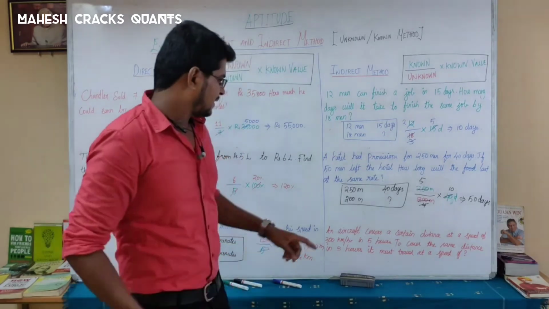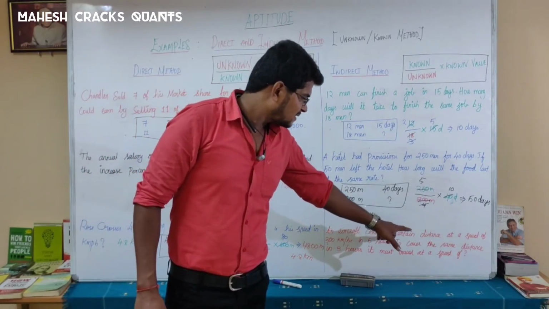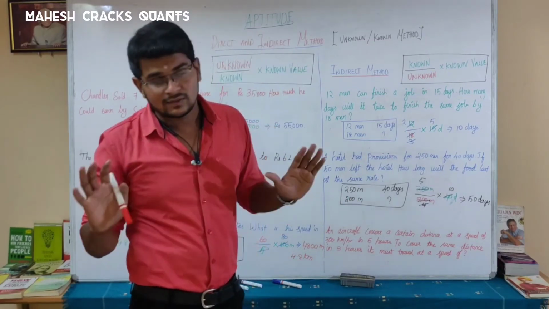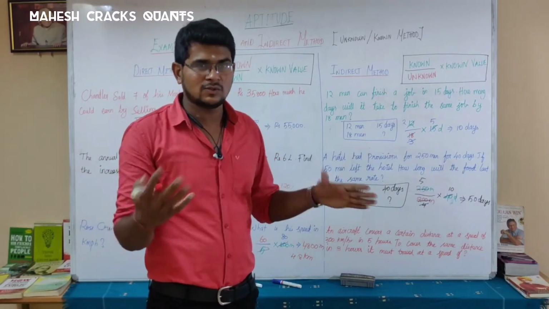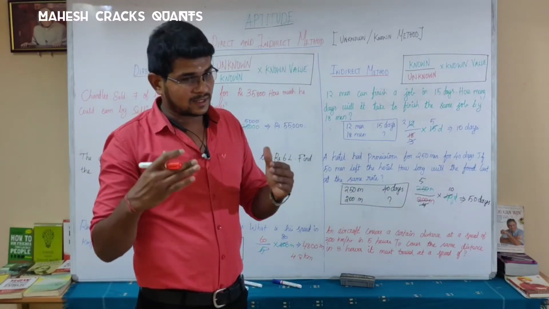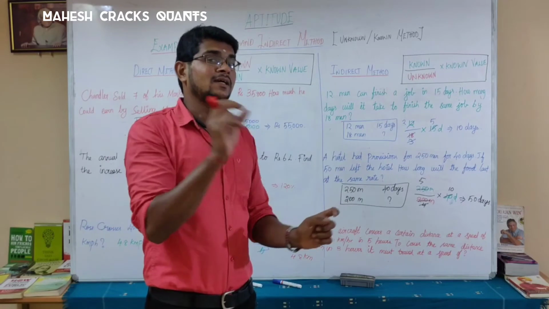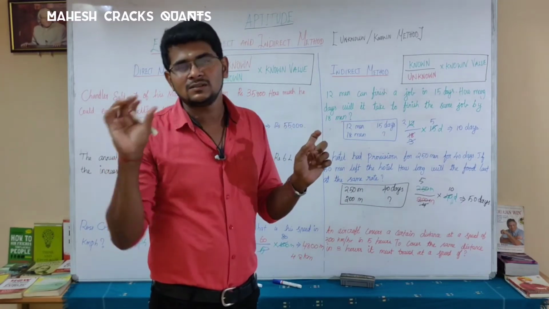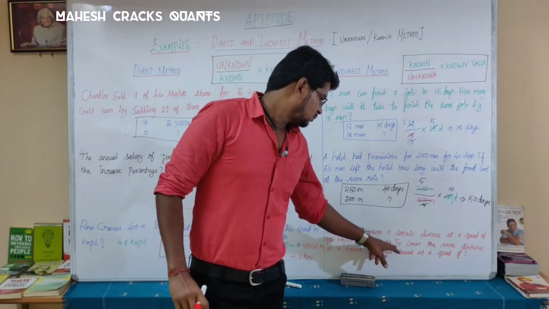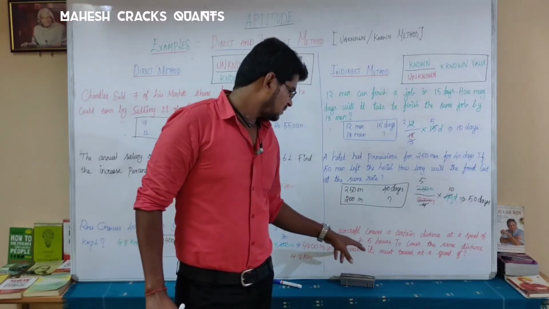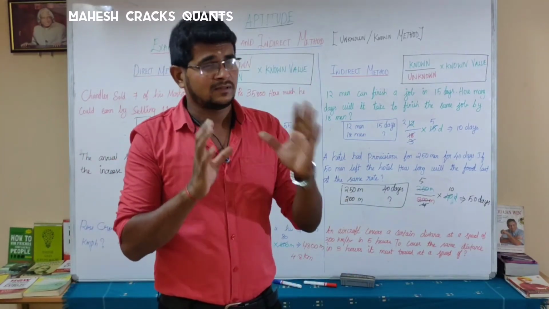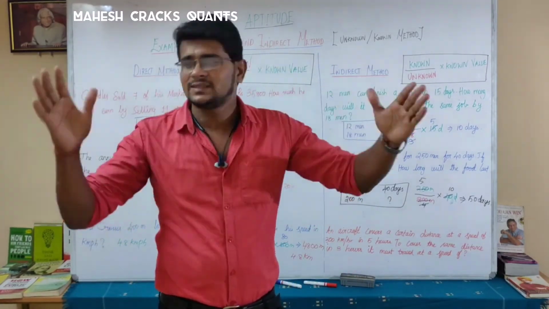The last question is, an aircraft covers a certain distance at a speed of 300 km per hour in 5 hours. An aircraft covers a certain distance, we don't know the distance, at a speed of 300 km per hour. That aircraft can cover 300 km in 1 hour, which is 300 km in 60 minutes. To cover the same distance in 3 hours, it must travel at what speed? Listen here, 300 km per hour it runs. It takes 5 hours to cover a certain distance.